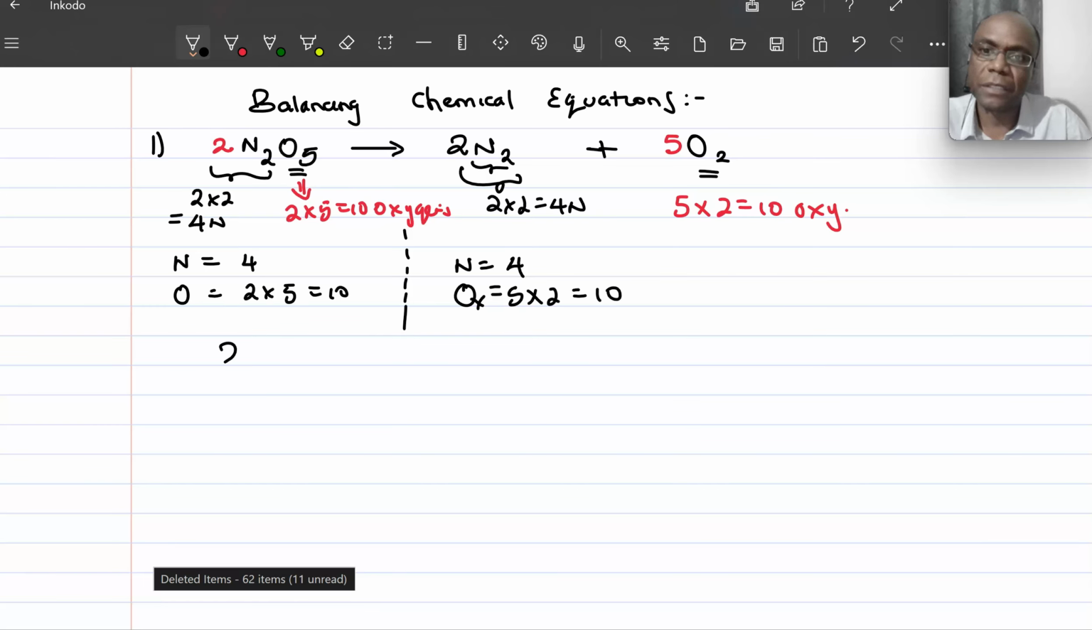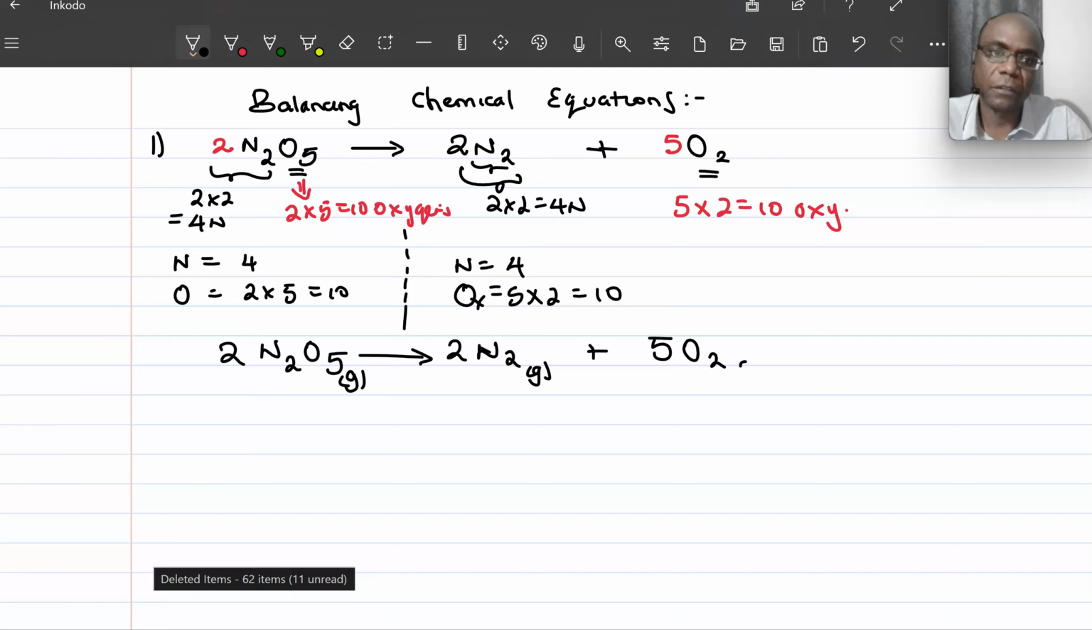Everything happy. So the balanced equation is 2 dinitrogen pentoxide. That's a covalent molecule. That will be the name. Decomposes. This one decomposes to give me 2 molecules of nitrogen gas and 5 molecules of oxygen gas, balanced. Let's do the second one.